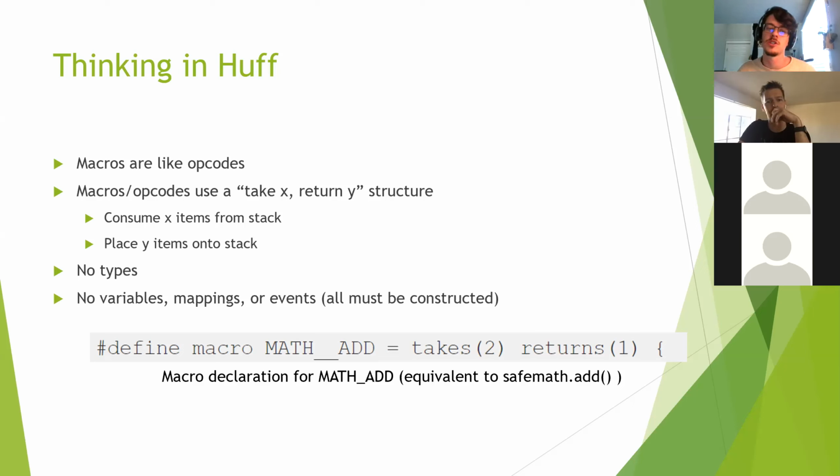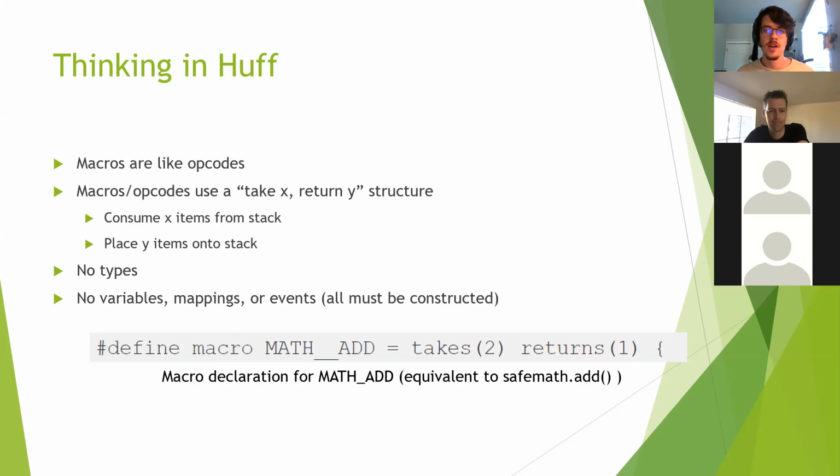And in a macro definition, if you look at the bottom of the slide here, on the right side of that macro definition, it says takes 2, returns 1. So it will pop 2 items off the stack and then push 1 item onto the stack. And macros, because they're a lot like opcodes, can be used inline the same way that an opcode might be used inline in Huff.